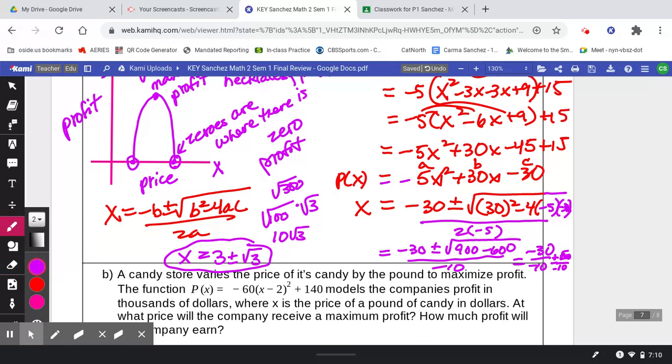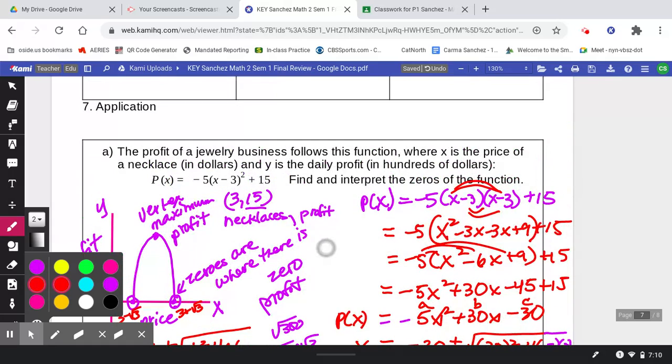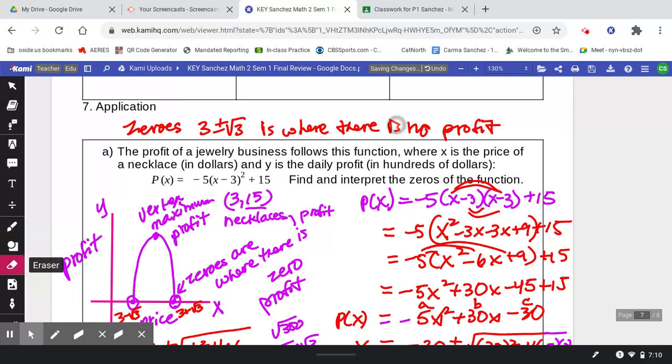So 3 plus root 3 is a 0 where there is no profit. And 3 minus root 3 is a 0 where there is also no profit. So to interpret these zeros, we would say the zeros of 3 plus or minus root 3 is where there is no profit, aka 0 profit.